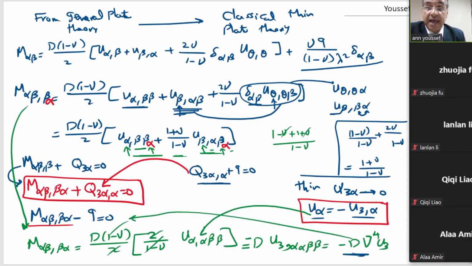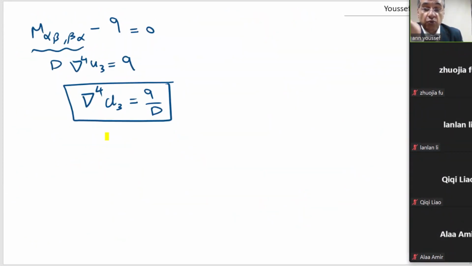So what Kirchhoff did actually is two approximations. The first approximation is to set the shear strain to 0, and it ends up that the rotation is the derivative of the deflection. And he differentiated the second equilibrium equation. When we differentiate, as I said, we lose information, and we end up combining the two equilibrium equations together into this very simple equation.